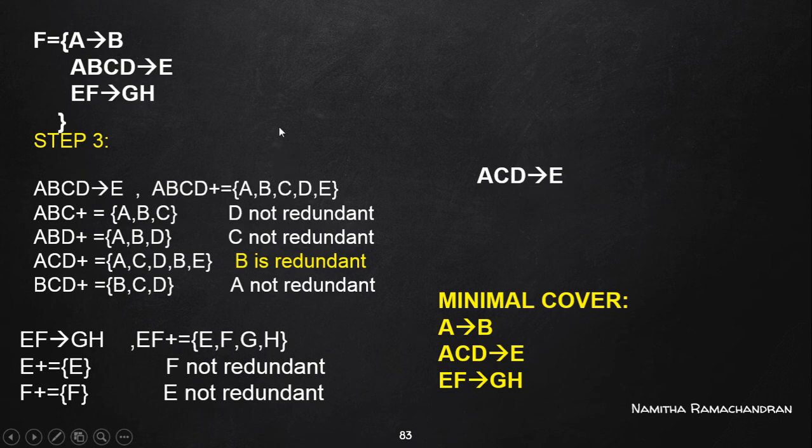So these are the three steps for deriving the minimal cover for a functional dependency set.